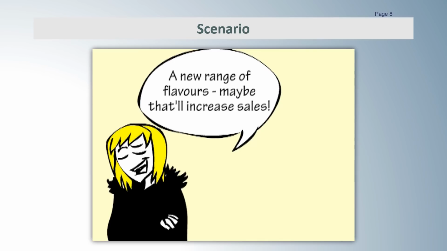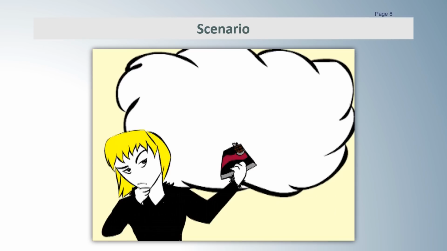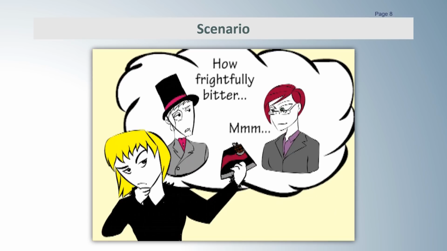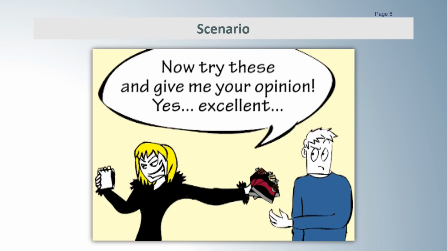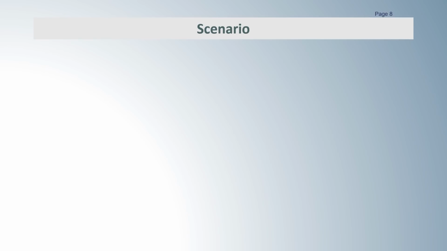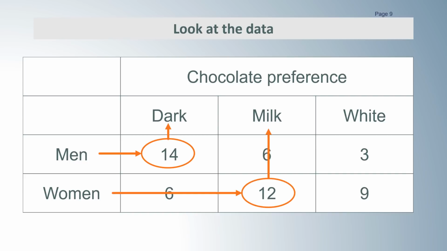Helen is thinking of selling dark chocolate, milk chocolate and white chocolate choconutties. She thinks that men and women might have different preferences with regard to type. She collects data from 50 customers, noting down if they are men or women, and asking them which variety they prefer. Let's look at the data. Just looking at the biggest numbers in each row, it seems as if the men are more likely to like dark chocolate, and the women are more likely to like milk chocolate.